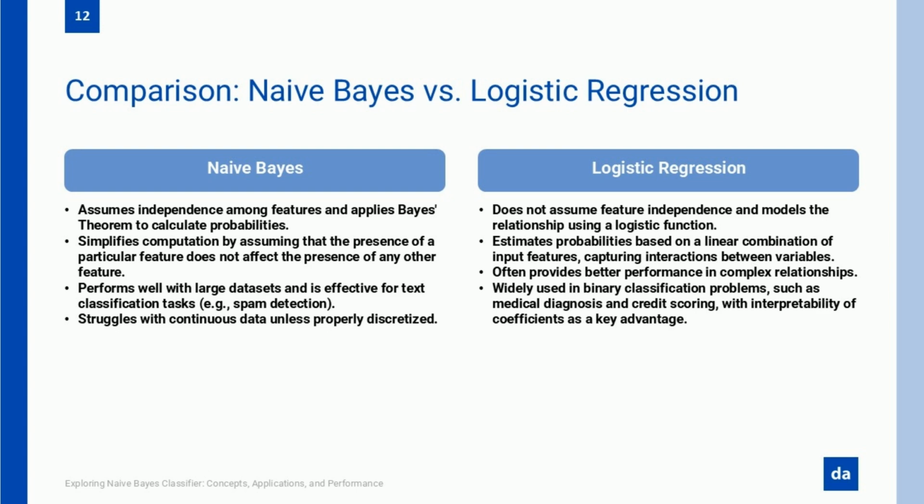But naive Bayes isn't just compared to logistic regression. There's another major contender: decision trees. In the next section, we'll see how naive Bayes stacks up against decision trees and when one might be preferred over the other. Let's keep going.